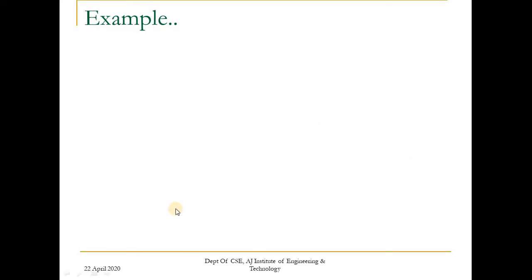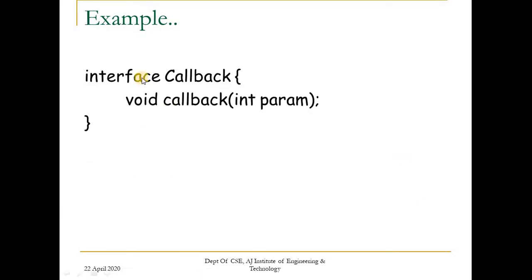Let us look at the example here. See this interface: the keyword interface, followed by the name of the interface, Callback. This is a simple interface where I have just one method declaration. That is, I have declared the callback method over here. This method does not return any value, and it takes just one parameter which is of type integer. So this is the method declaration within the interface Callback.